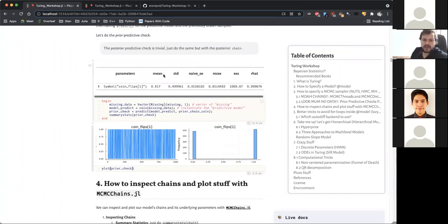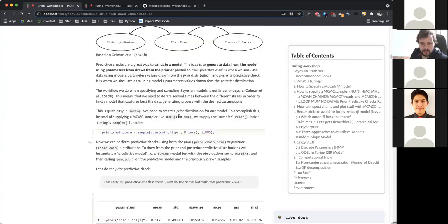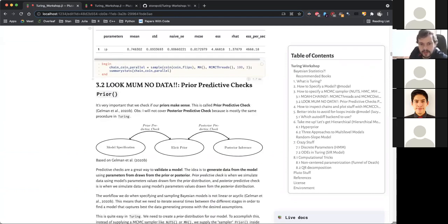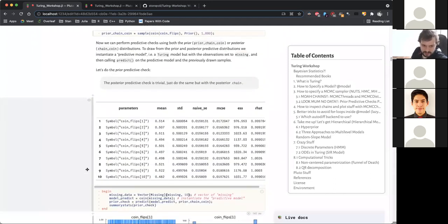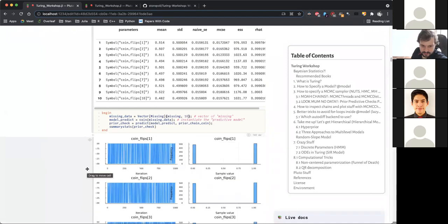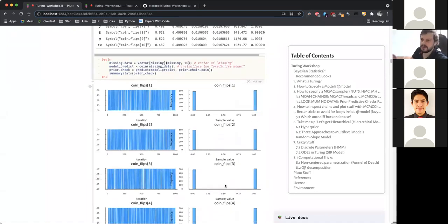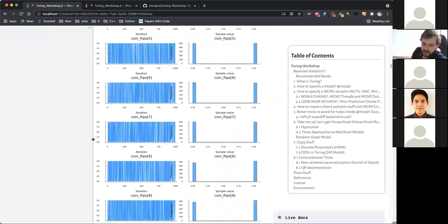If you try only like 10, okay, let's do 10. Let's do a more robust one. Thanks, Thor. Yeah, there you go. I have 10 chains objects that I generated from a prior predictive distribution. This is what I'm doing.